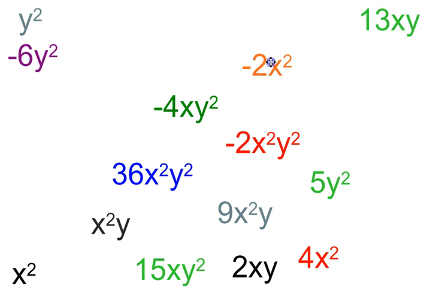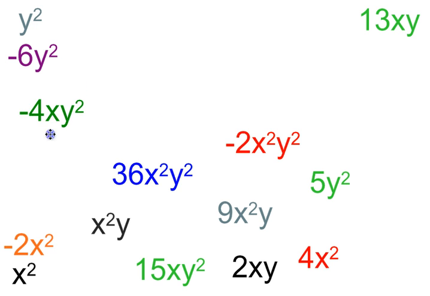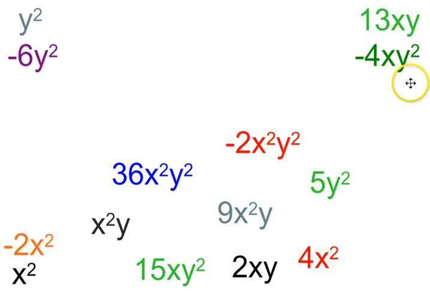Next one, negative 2x squared. Well, it's obviously not that because it's not a y. Down here, x squared, x squared. These two are like terms because they both have an x squared. Next, negative 4xy squared. Well, like that, and no x. Down here, no y. Ooh, this one has an x and a y, but the difference between these two is that this y is squared, this y is not. So while these two might look like terms, and you might want to say they're like terms because they have an x and a y, they are not because this y is squared, this y is not.